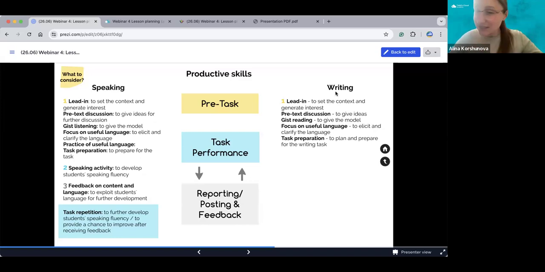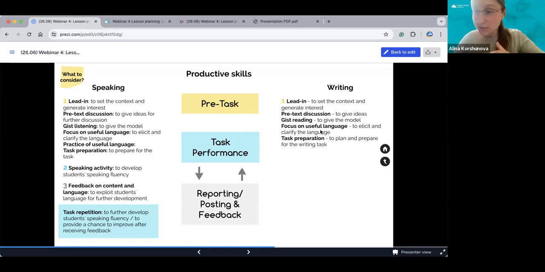So with the yellow part, with the pre-task, we do actually almost the same as we do for the speaking. If we want our students to know how to write a specific type of text, probably we will need to give them a model, the same as in speaking. So we will show them an example. And we do the same. We do the lead-in, we discuss something that is related to the model, to the example of this text. Then we read. Here we listen, but here we read.